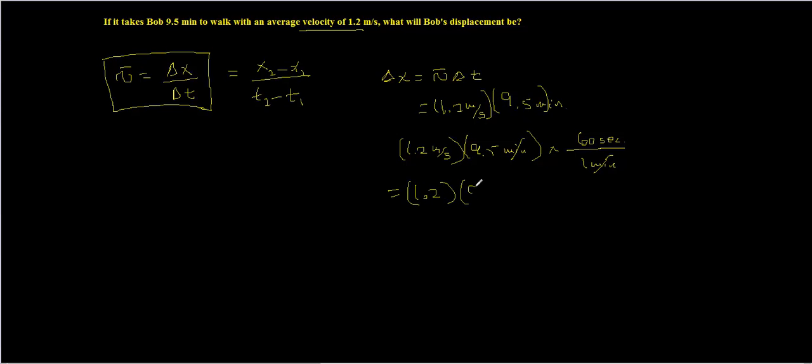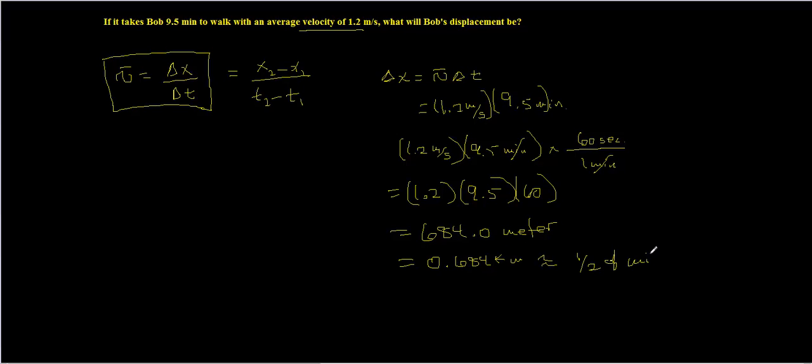So 1.2 times 9.5 times 60 gives us approximately 684.0 meters. Or if you want to be different, you can write this in terms of kilometers, which is about 0.684 kilometers.